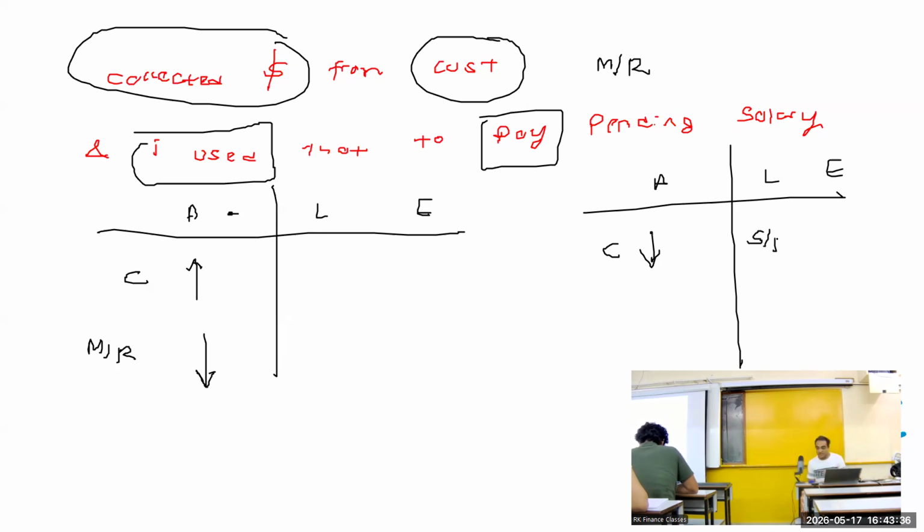All payables are your liability, and I paid her salary right now, so it was payable. Now it's no more payable. Salary payable will go down. So final answer: assets will go down, liability will go down, equity no change. How many of you got this right? Good.